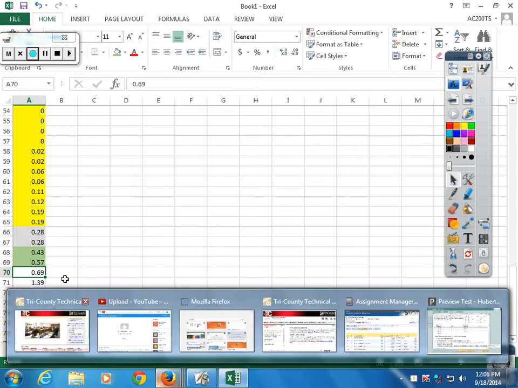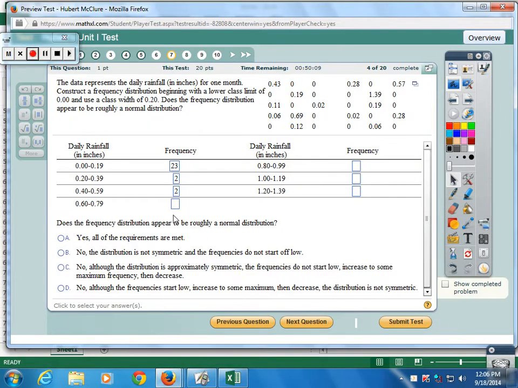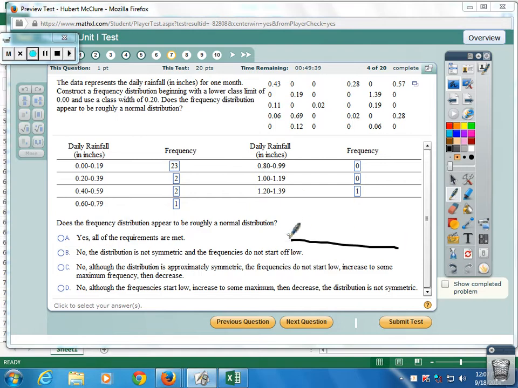69, that's 1, and then 139. So 69 is right here. That's 1. And then 139 is 1. Please don't leave these blank, because if you leave them blank, it's going to count it wrong. So 0 and 0. Now, is this a normal distribution? Well, everybody knows no. Why? You start with 23. It's skewed right. Looks like this.